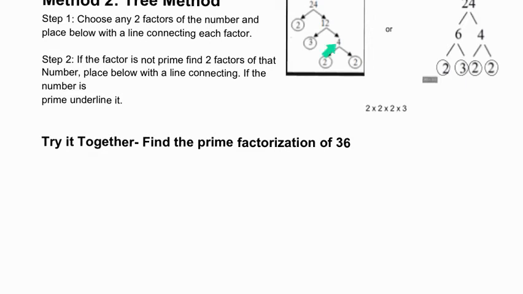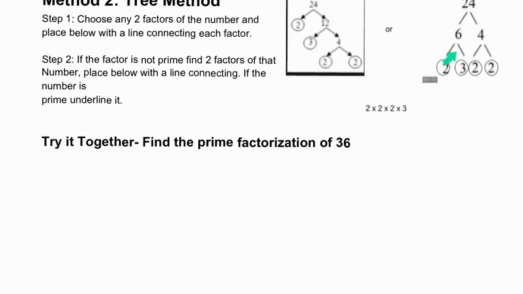The 4 is not prime. So now what 2 numbers multiplied together give us 4? 2 and 2. So then you have your numbers listed over here, all the ones that are circled. 2 times 2 times 2 times 3. And you always can check to make sure that you're right. 2 times 2 is 4. 4 times 2 is 8. 8 times 3 is 24.